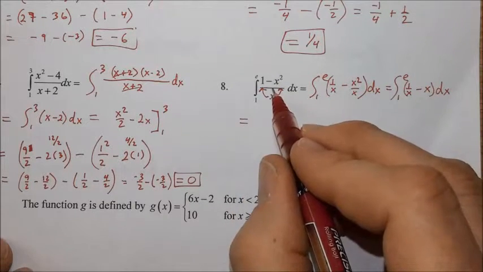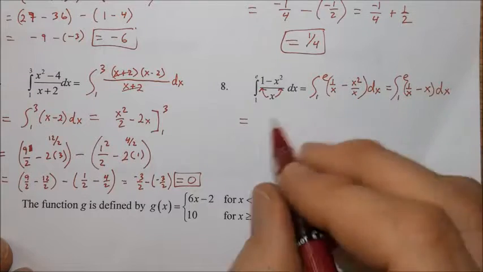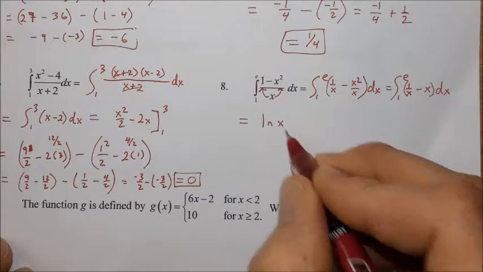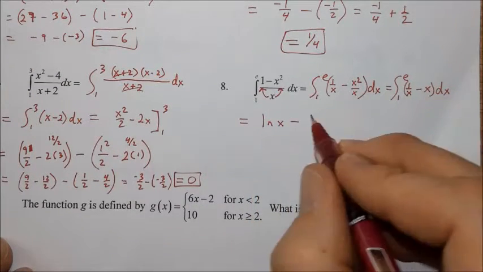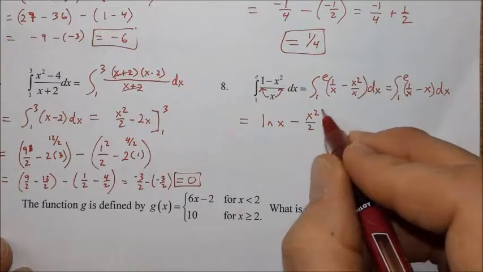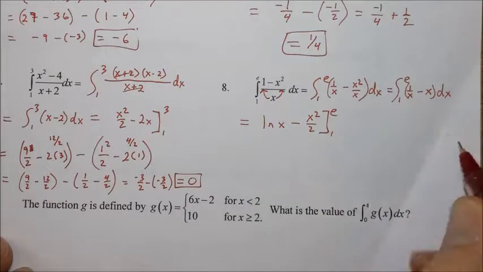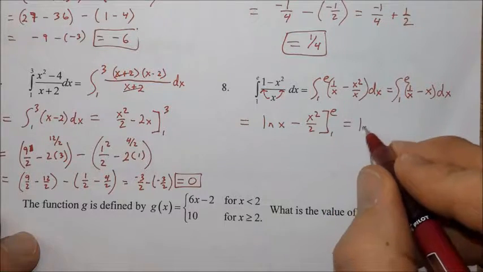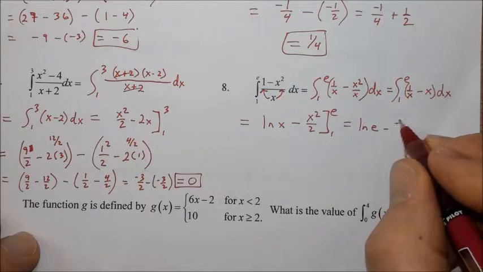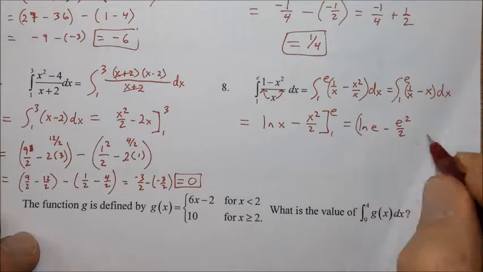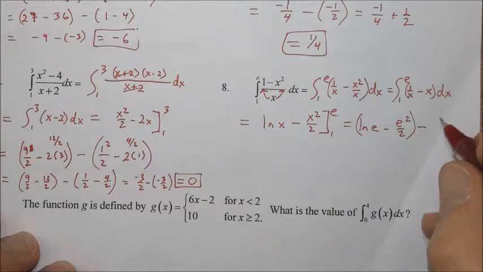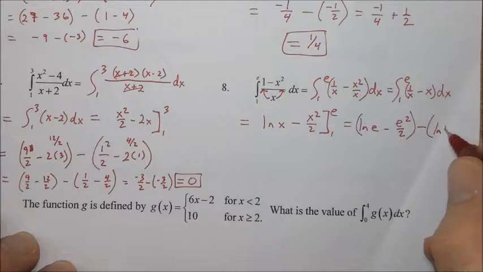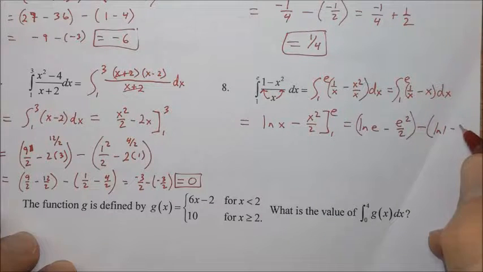This we could not anti-derive, this we can. 1 over x's antiderivative is the natural log of x, and x's antiderivative is x squared over 2, and that's evaluated from 1 to e. Okay, we're going to plug e in first. So we have the natural log of e minus e squared over 2. And we have the natural log of 1 minus 1 squared over 2.